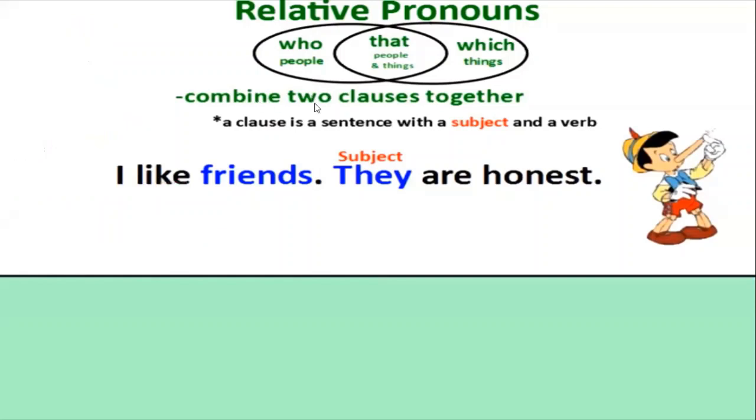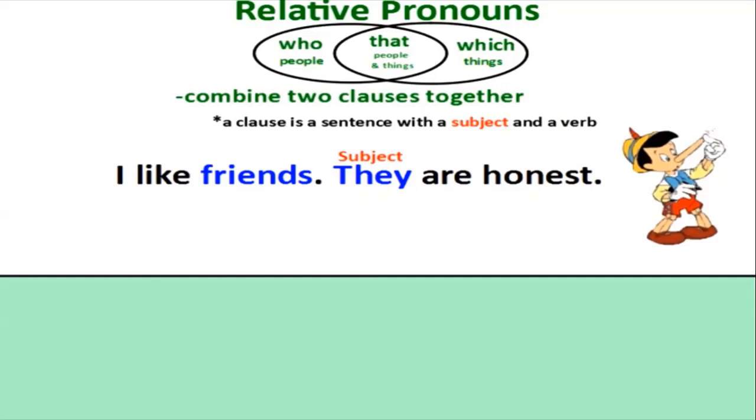So what is a clause? Now, Miss Montagut said that a clause is a combination of two sentences, and that's great. Normally a clause, we can say that it's just a normal sentence that has a subject and a verb, right? Like for example here, I can say that this is a clause. I like friends. It has a subject and it has a verb, right? Same here. They are honest. Subject and verb, right? So that's a clause, like normal sentences that have subjects and verbs. That is it, right?